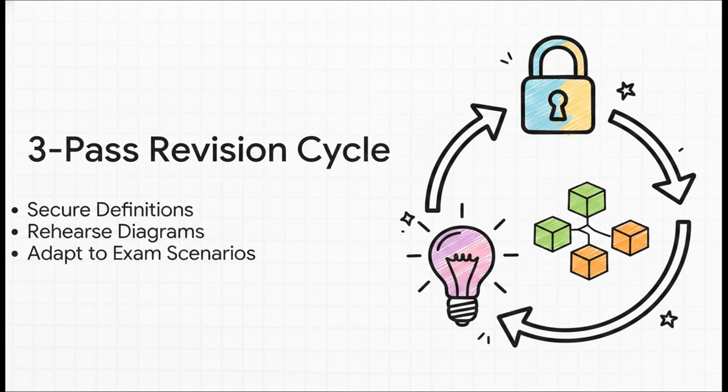Now, to actually memorize all these complex hardware interactions, you need a bulletproof strategy. Enter the 3-pass revision cycle. Pass 1, secure those definitions. Pass 2, rehearse the diagrams until you can literally draw them from memory. Pass 3, adapt to exam scenarios. You don't want to just passively read the textbook here. You need to visually map out these interactions and then practice applying them to fresh problems.